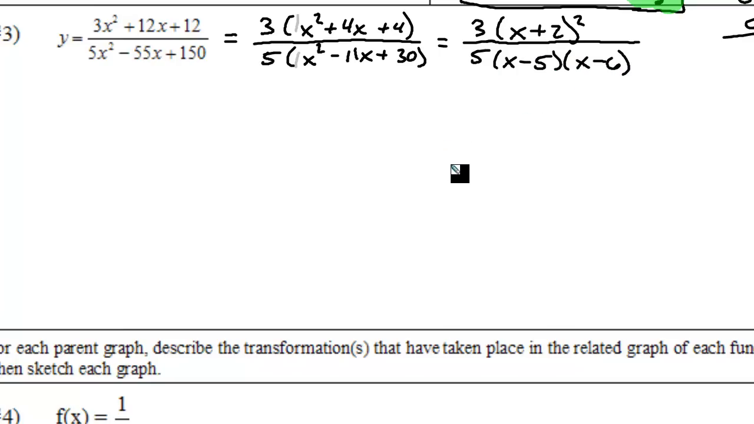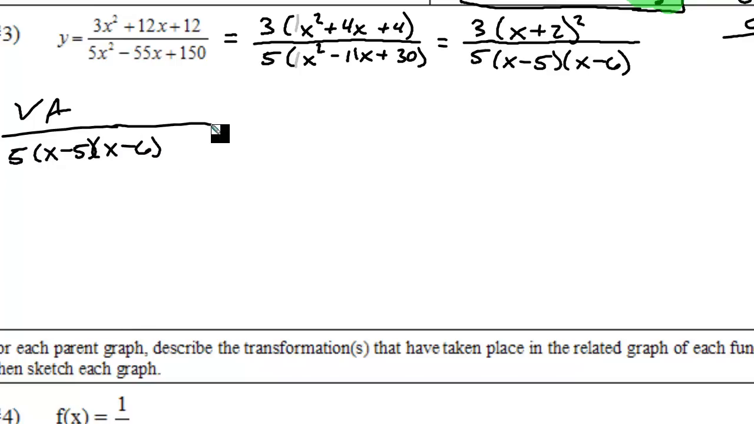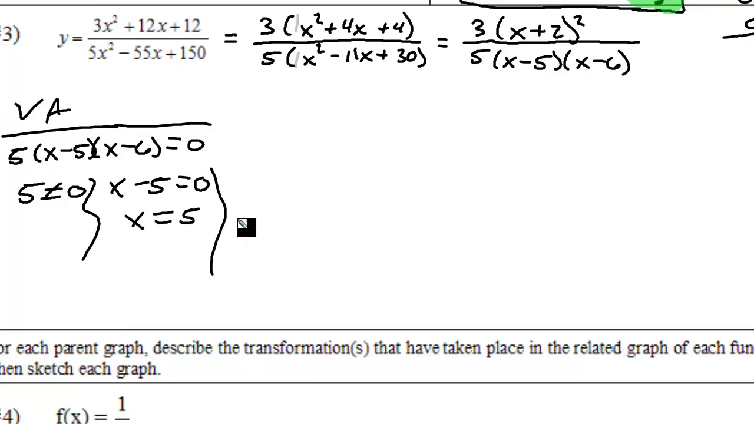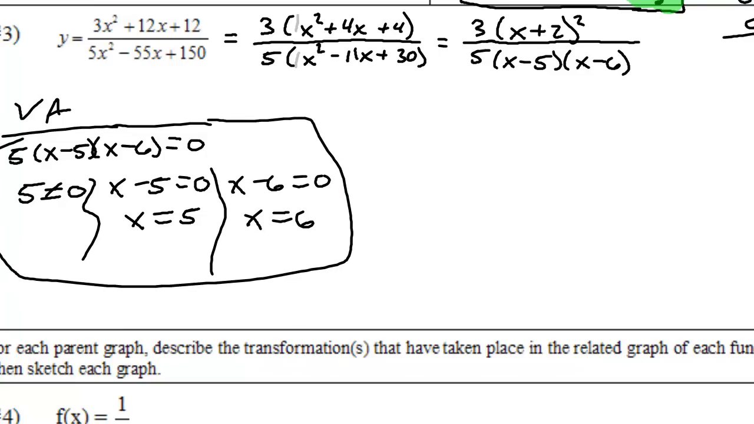Does anything cancel from the top and the bottom? Absolutely not. So to find our vertical asymptotes, take your denominator and set each factor equal to 0. X minus 5 equals 0 gives us x equals 5. X minus 6 equals 0 gives us x equals 6. So we have 2 vertical asymptotes: x equals 5 and x equals 6.